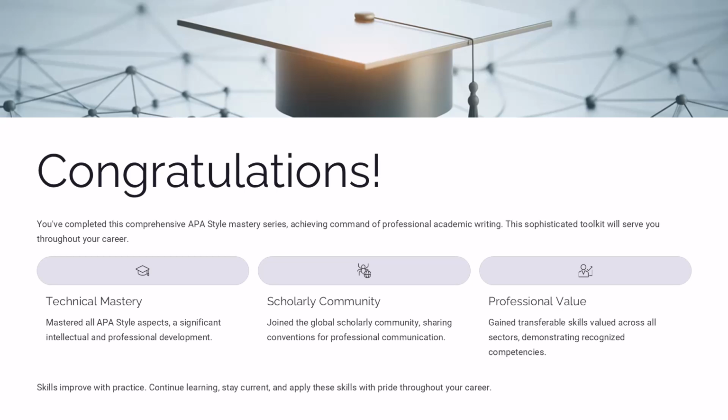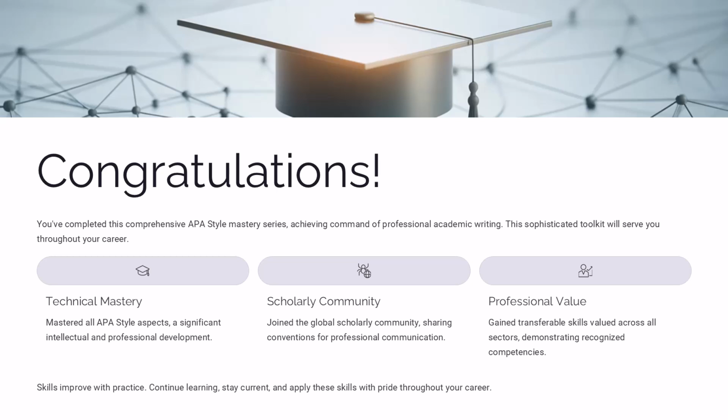Whether you're writing course papers, research reports, thesis projects, journal submissions, or professional documents, you have the knowledge and skills to excel. More importantly, you've gained membership in the global community of scholars who share common conventions for professional communication. Your writing can now participate fully in scholarly discourse, contributing to the advancement of knowledge with integrity and excellence.